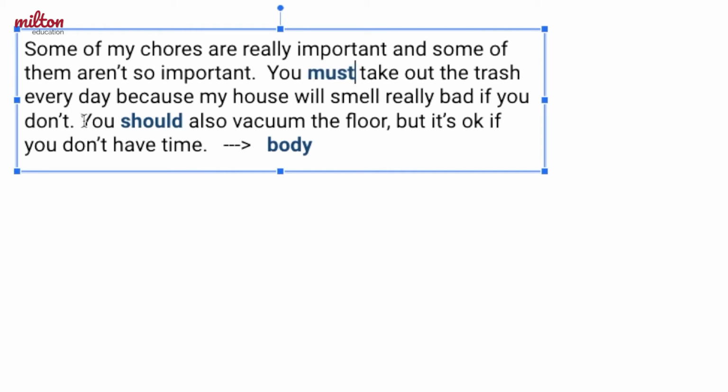It's the same as saying you have to do something. I also say you should also vacuum the floor, but it's okay if you don't have time. In this case, the chore is a good idea. If Fiona has time, it would be great if she could do it. But it's also okay if she doesn't do it. So it's only a suggestion.